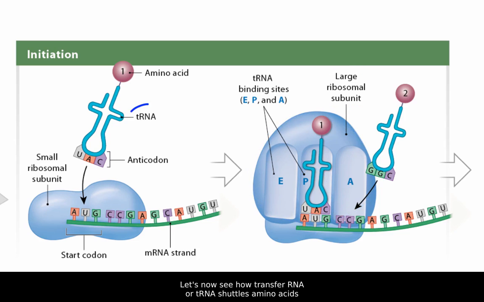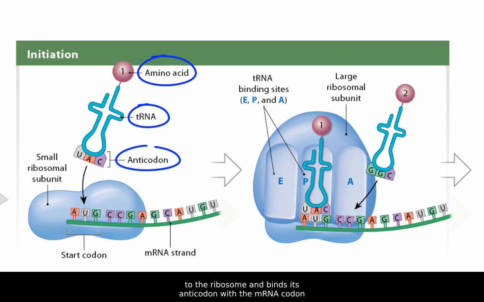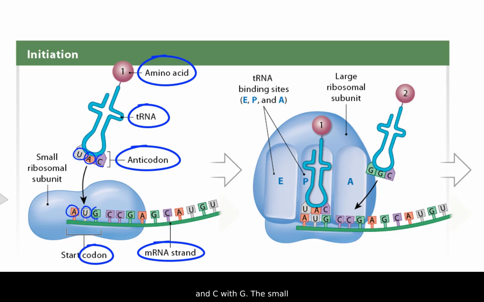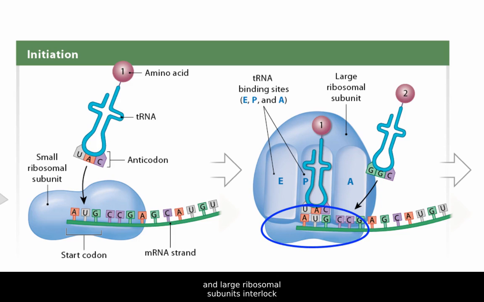Let's now see how transfer RNA, or tRNA, shuttles amino acids to the ribosome and binds its anticodon with the mRNA codon in a complementary fashion, U with A, and C with G. The small and large ribosomal subunits interlock around the mRNA strand, forming what we now call a functional ribosome. The initiation complex is now complete and protein synthesis proceeds.